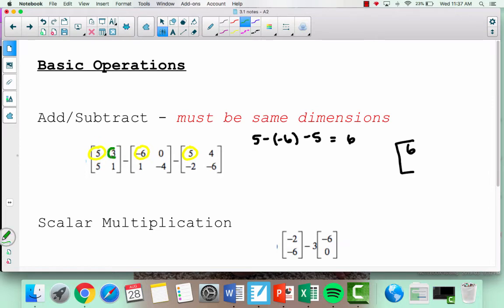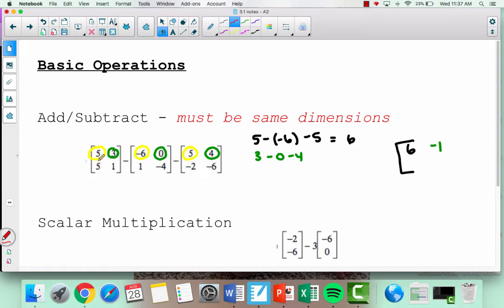Go to the top right, and I'm going to subtract those together. So I'd have 3 minus 0 minus 4. So 3 minus 0 is 3. 3 minus 4 is negative 1. Notice that I put it in the same location as the numbers I was working with. So this is in row 1, column 2. So my answer goes in row 1, column 2.